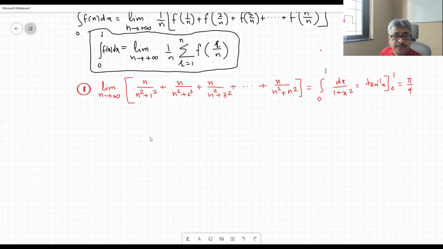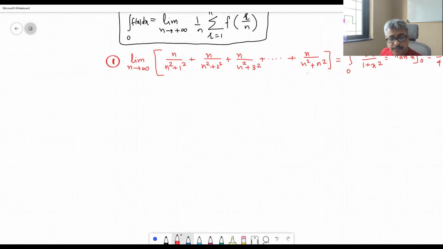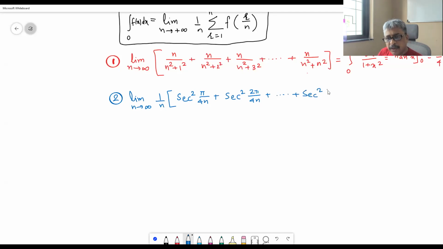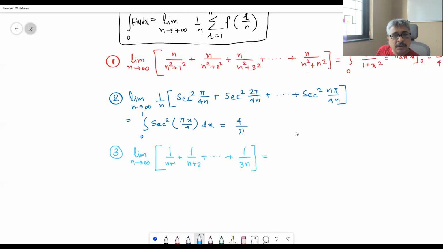Next problem. Limit n tends to infinity 1 upon n sec square pi by 4n plus sec square 2 pi by 4n plus dot dot dot sec square n pi by 4n is equal to. Okay, answer for previous question is 4 by pi.